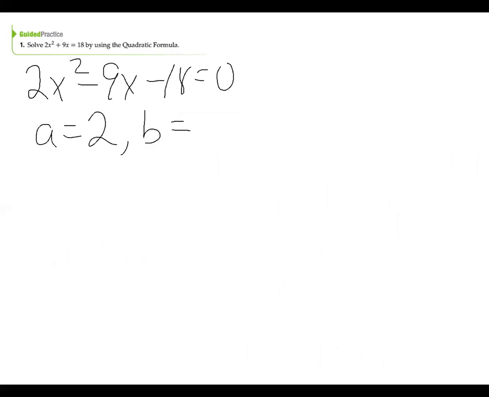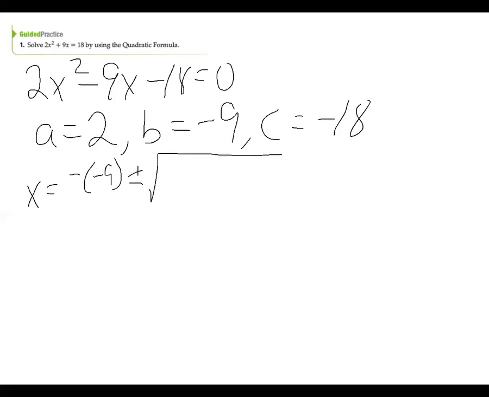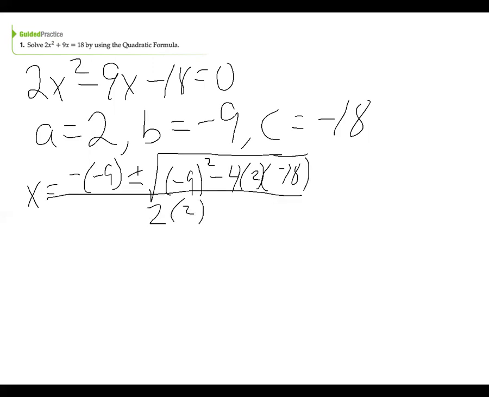All right, here's one for you to try. Go ahead and pause the video. Okay, we're back. First thing you want to do is subtract the 18 from both sides to get it set equal to 0, and identify your A, which is 2, your B, which is negative 9, and your C, which is negative 18. And x equals the opposite of B plus or minus the square root of negative 9 squared minus 4 times 2 times negative 18 all over 2 times 2.